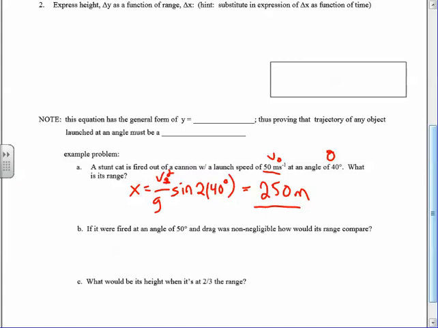What I'm not solving for here is, what if I told you the range and asked you to find the angle? You could do that as well. All right, we'll do B and C in class.